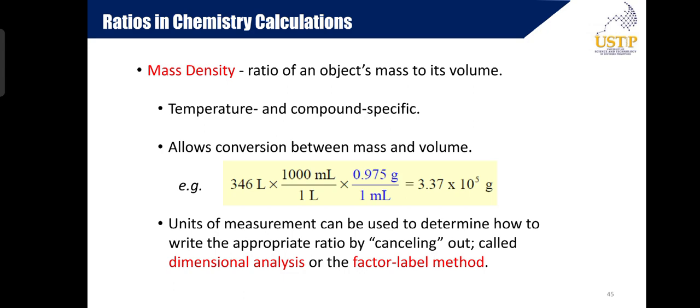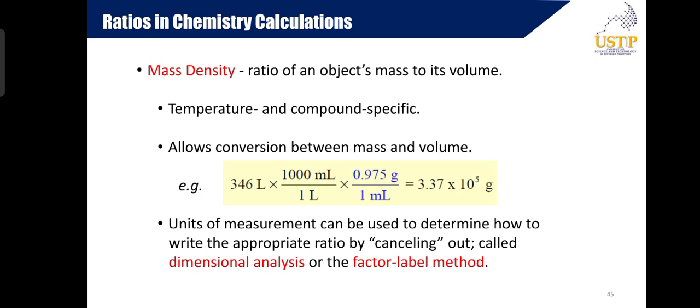So we will use the density of water in order for us to cancel out ml. Since liter is canceled out and ml is canceled out, what will be left is the grams. So by then you will be able to get the mass of the 346 liters. The units of measurement can be used to determine how to write the appropriate ratio by canceling out, which is called dimensional analysis or the factor label method.